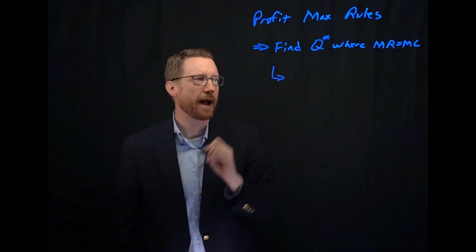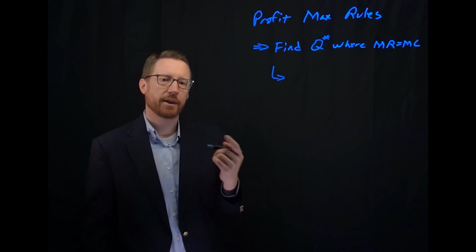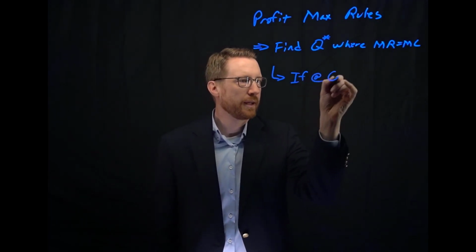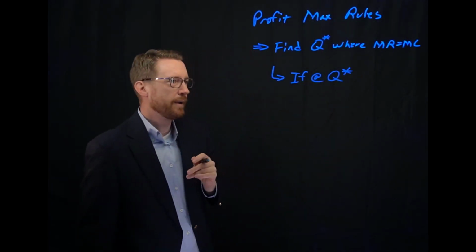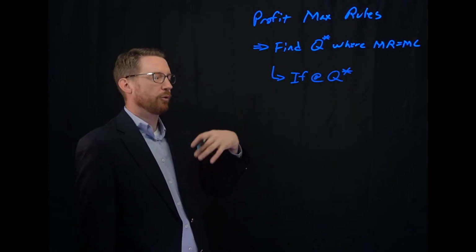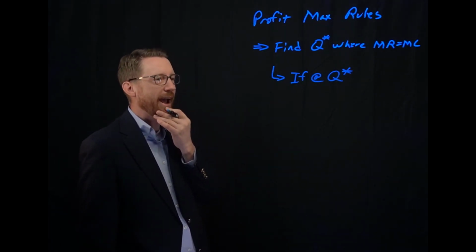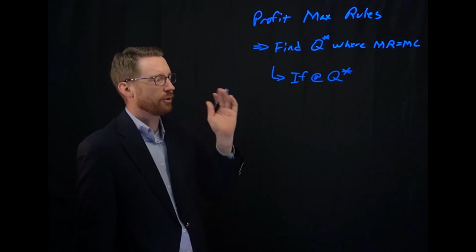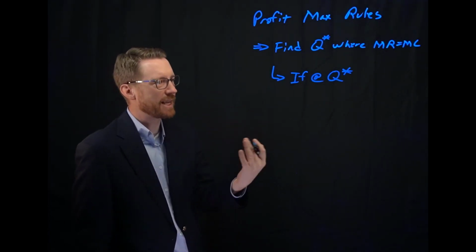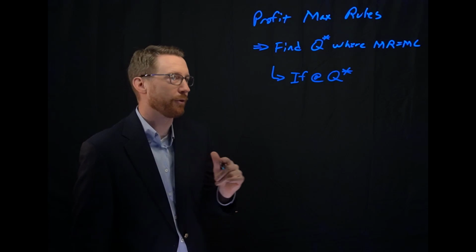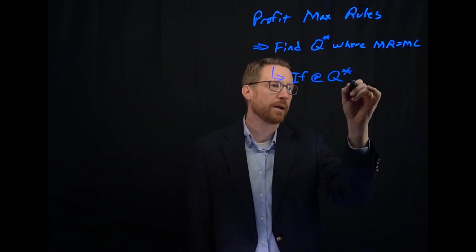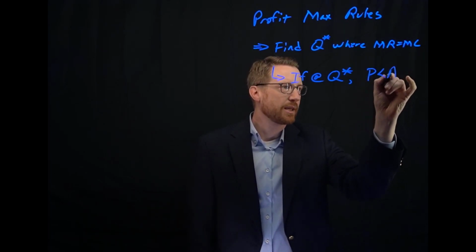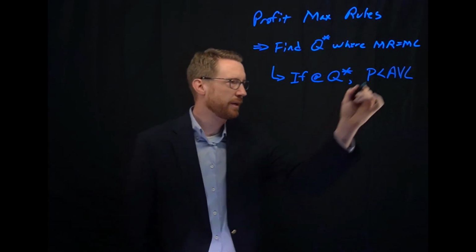So we found this optimal quantity, Q star. Then the question is, what does the firm do? If at Q star, the firm's marginal revenue, or its price, is less than average variable cost. This is really jargony. We'll put plain English on it in just a second. If its marginal revenue or its price is less than average variable cost, it should shut down.